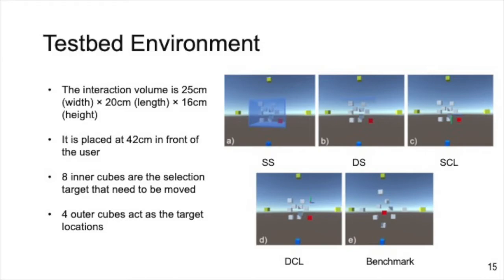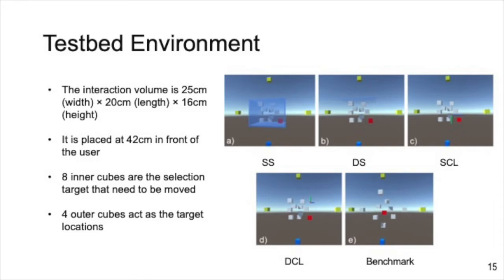The interaction volume is 25 centimeters by 20 centimeters by 16 centimeters. It is placed 42 centimeters in front of the user, as Magic Leap 1 can only display visual items about 40 centimeters away from the user. Users could only perform interaction when their hand is inside the interaction volume.